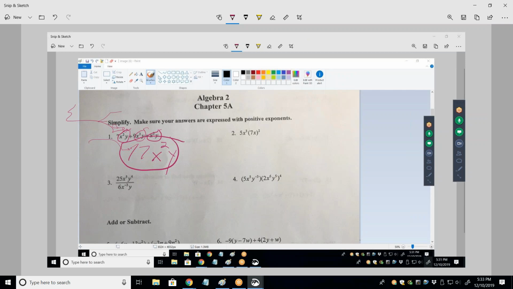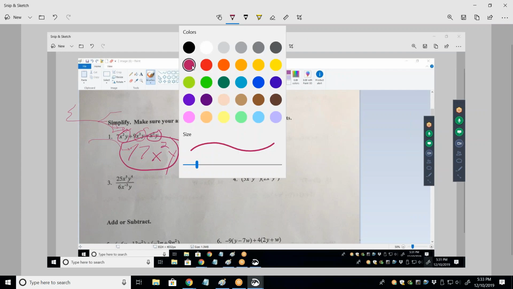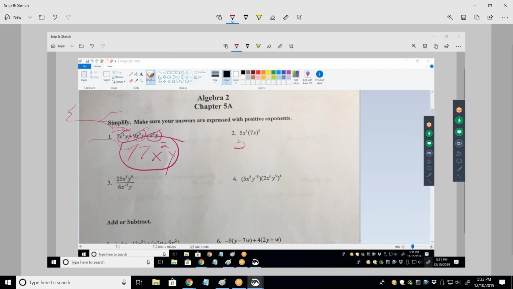Do you know what I mean when I say PEMDAS? Okay, do parentheses, exponents first, and then multiplication, division, addition, and subtraction. So get rid of the parentheses and exponents. Would it be 14x? Well, hold on one second here.